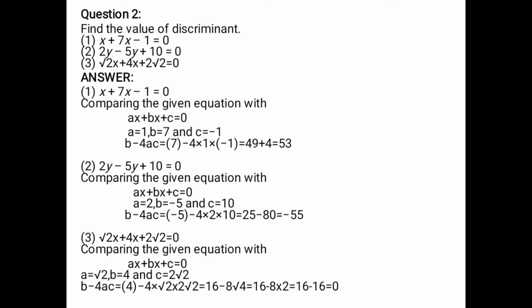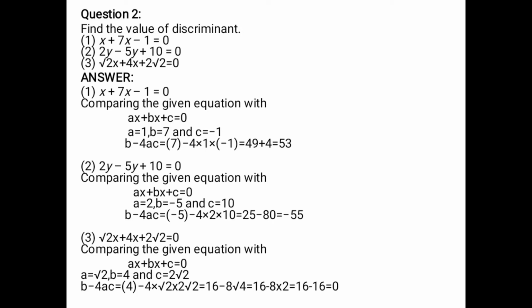Next example, 2y square minus 5y plus 10 is equal to 0. Compare this equation, then a is equal to 2, b is equal to minus 5 and c is equal to 10. b square minus 4ac is equal to minus 5 square minus 4 into 2 into 10 is equal to 25 minus 80 is equal to minus 55.